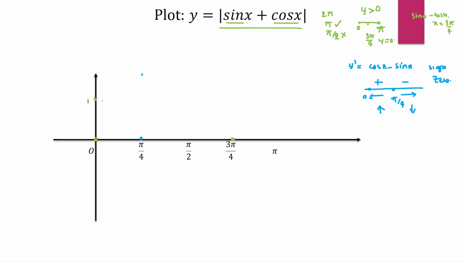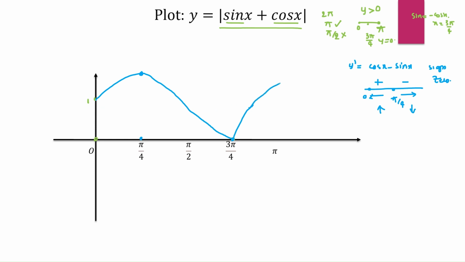The value of the function at x equals 0 is 1, and the function increases between 0 and pi by 4, so the curve goes something like this. After x equal to pi by 4, the function decreases. That means at x equal to pi by 4 the function has a maximum, then it decreases, and at x equal to 3 pi by 4 the function touches the x-axis, that is, it has a zero there. And again, after that, the function increases because it cannot go below the x-axis. So this would be the curve.